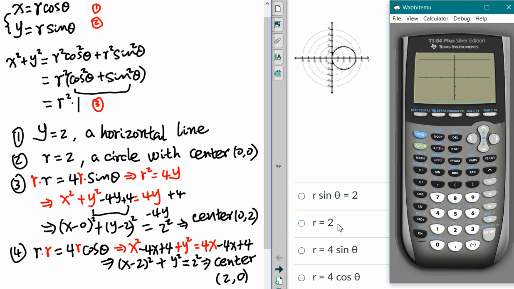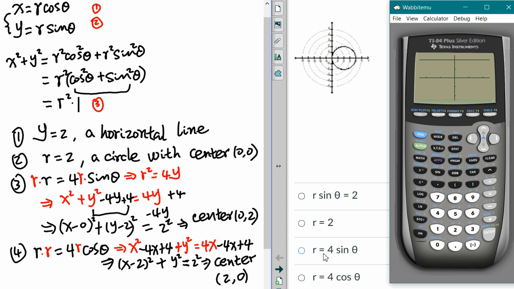Okay. Now how about this one? R equals 2. In the polar equation, that means the radius is 2. That's a circle. But this circle has its center at the origin. But here apparently the center is 2, 0. So this one is not. Then how about this one?